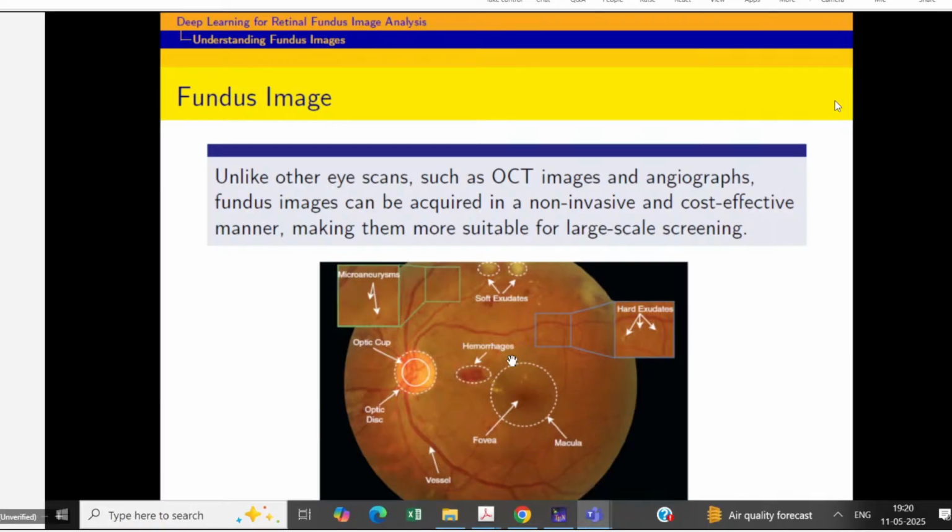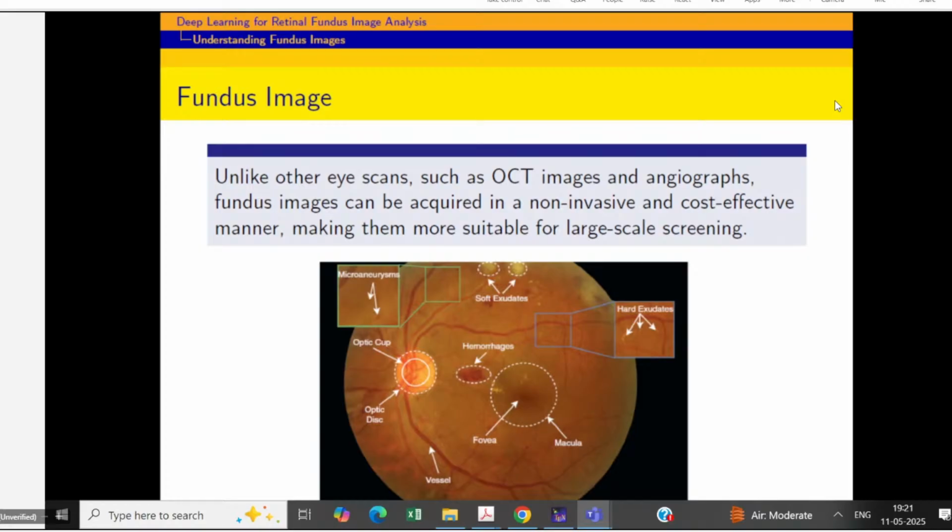Is there any other imaging technology? Like we have seen over the last 10, 11 days, there are multiple types of medical imaging modalities such as X-ray, CT scan, and so many. So what are the different types of imaging modalities we have for diagnosis of eye disease? Yes, different types of modalities are available, like OCT, which is one of the very popular imaging technologies.